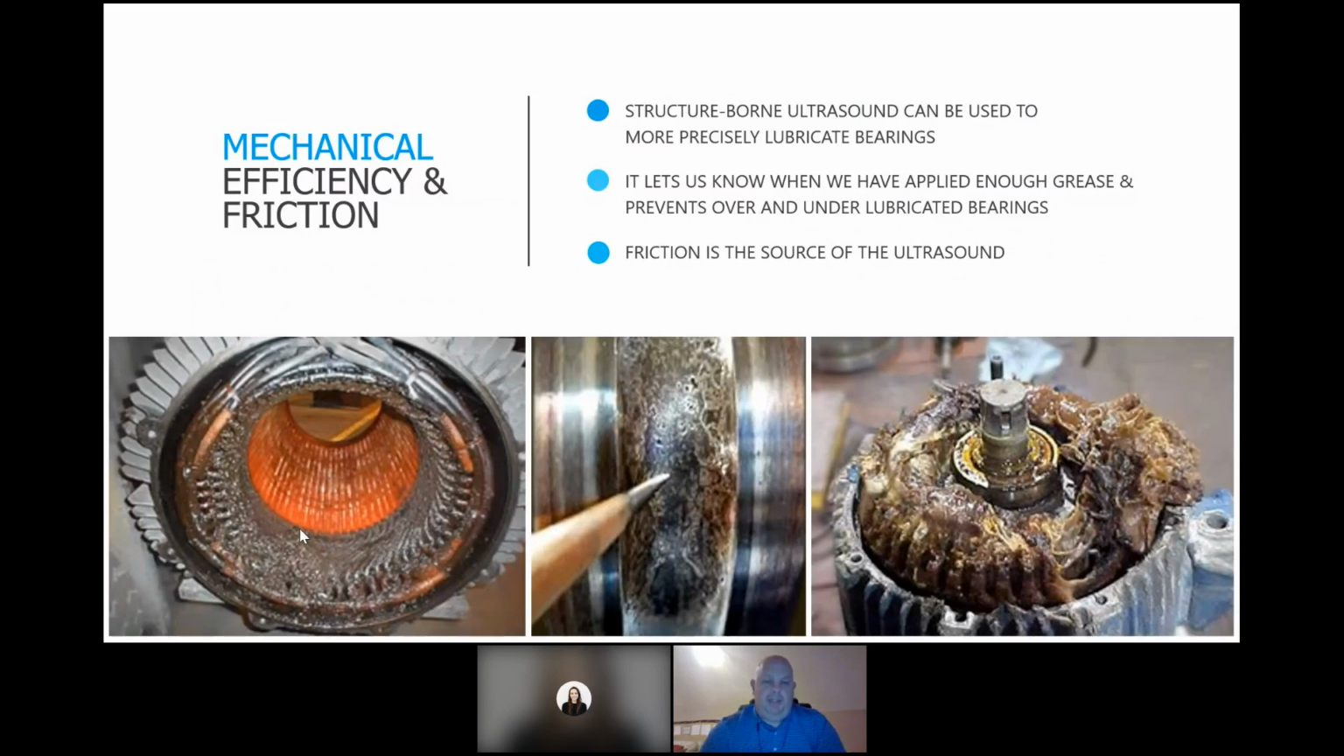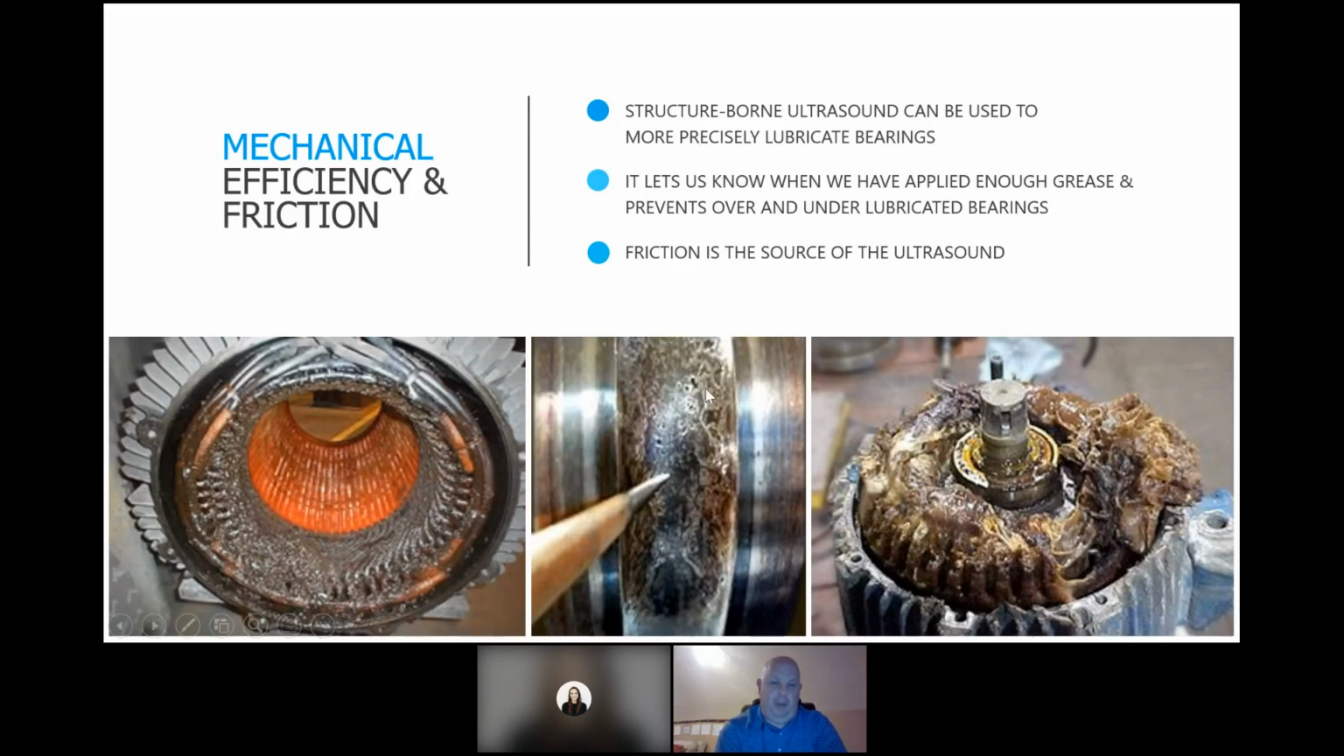So they had specific PMs that said to apply a certain number of pumps of grease to these bearings. And the person that did the lubricating didn't intentionally do anything wrong. They were basing it solely off of what that lubrication procedure told them to do. But obviously, it was too much too often. So when you see cases like this, we can prevent this using ultrasound.